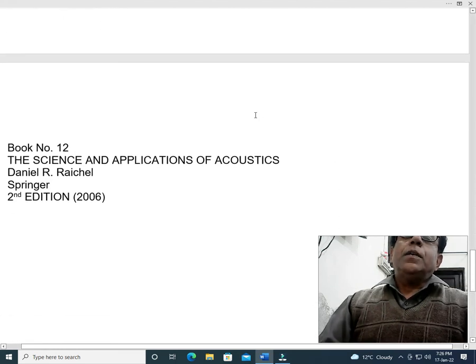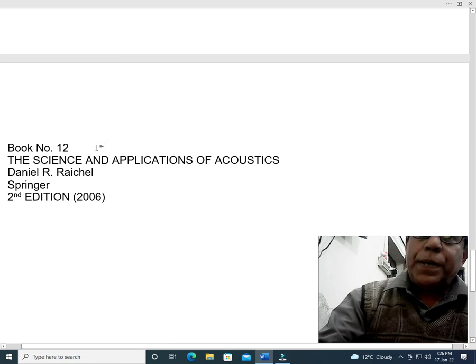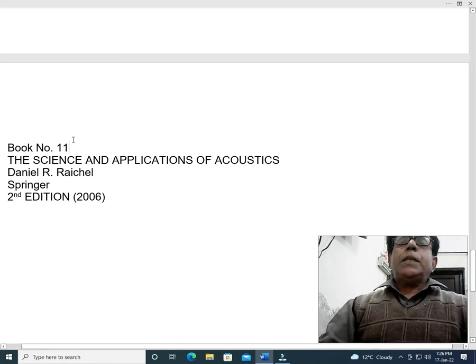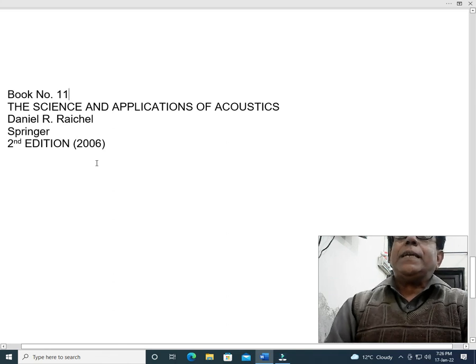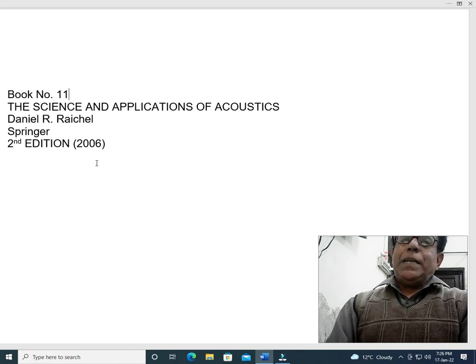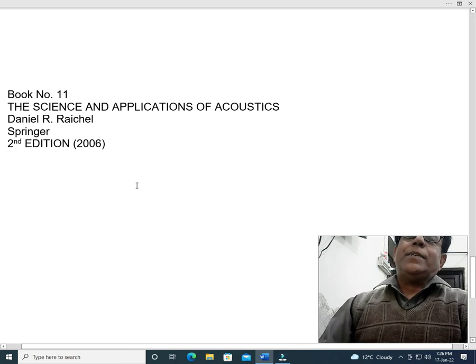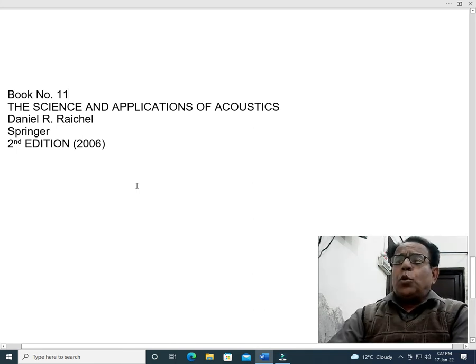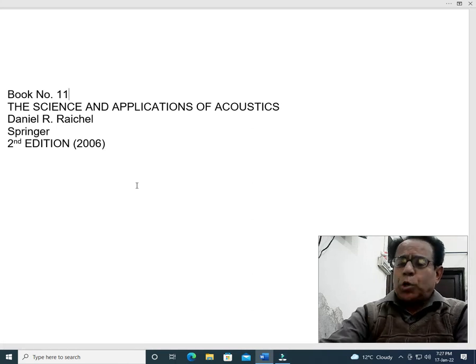Book number 10. Now this is the last, book number 11. Book number 11, The Science and Applications of Acoustics. Its author is Daniel R. Raichel. Whatever may be the exact pronunciation, it does not make very much difference. Its publisher is Springer and its second edition 2006 will be followed. And this is the end of our module.